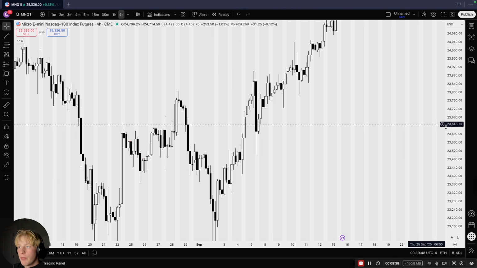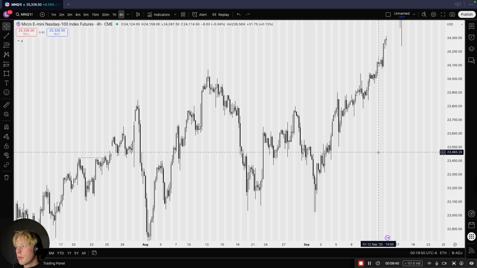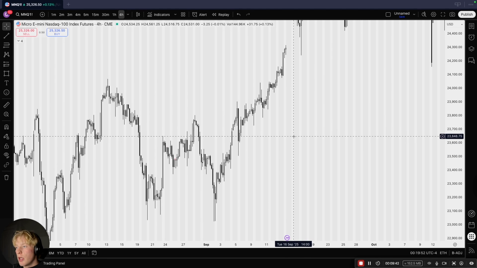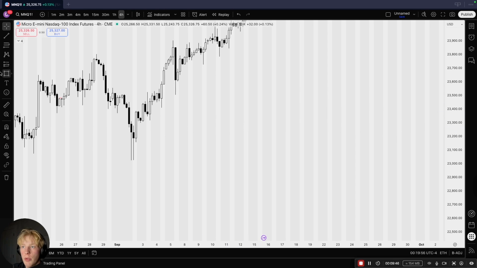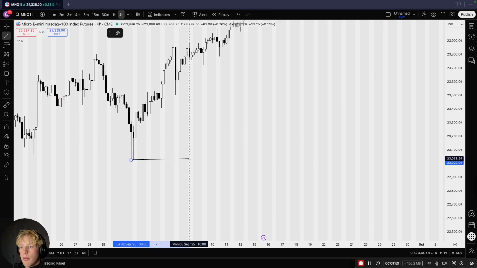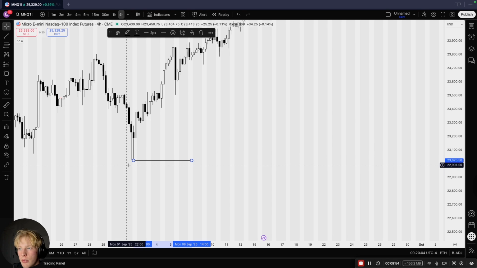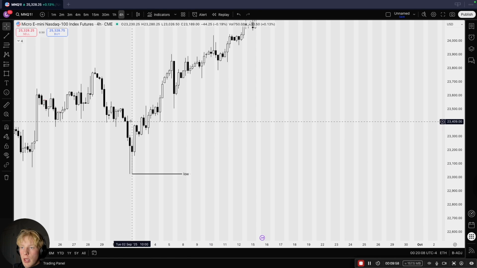Okay, so bullish trend. We have a beautiful bullish trend here. We have a down candle and an up candle, which generates a low here. So there's a low.